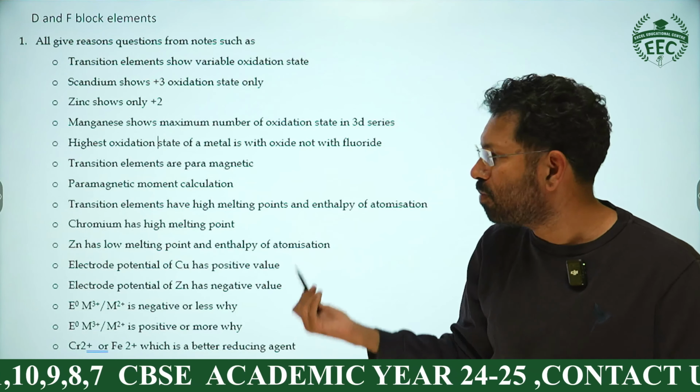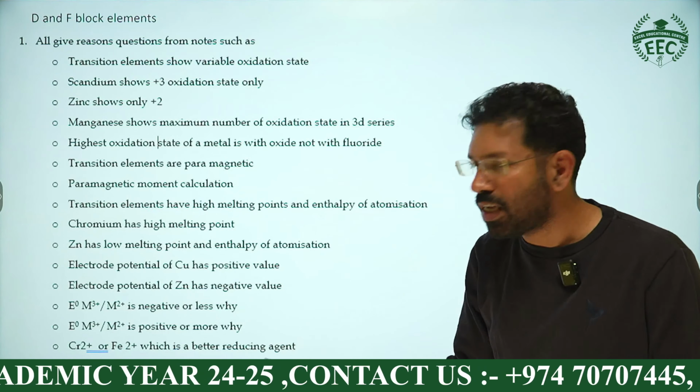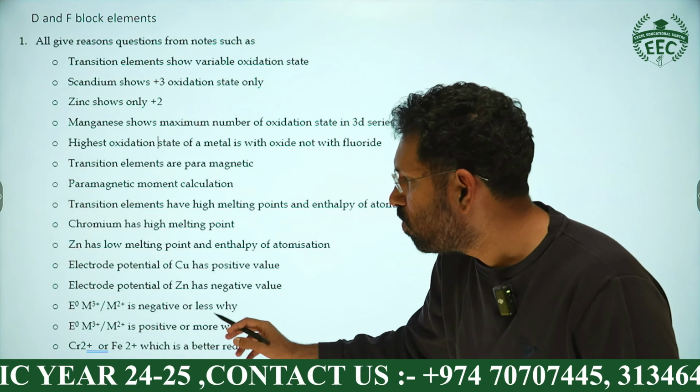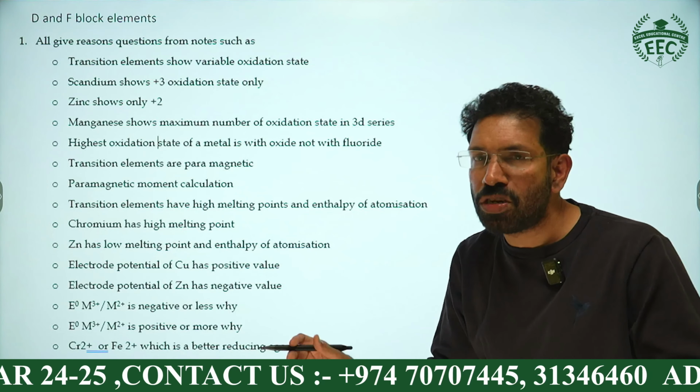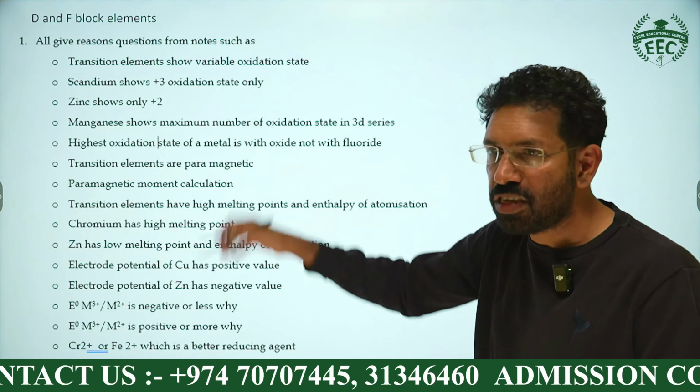Zinc has a low melting point and low enthalpy of atomization. The electrode potential of copper is positive. Why? The electrode potential of zinc is negative. Why? Why is this one negative and why is this positive? We already told the shorter method in the class. Just apply the rules and deliver. These are the things. Okay.